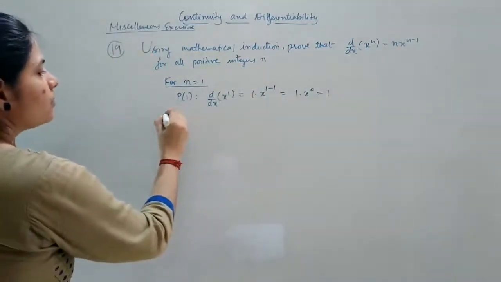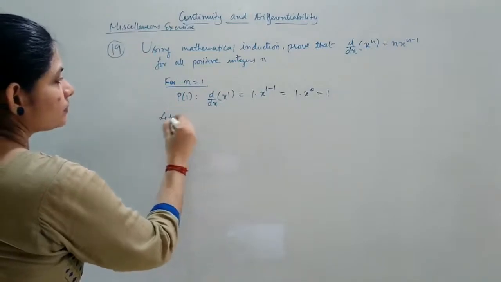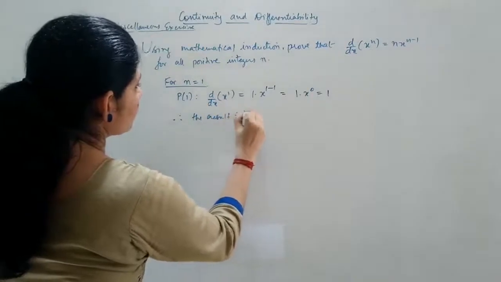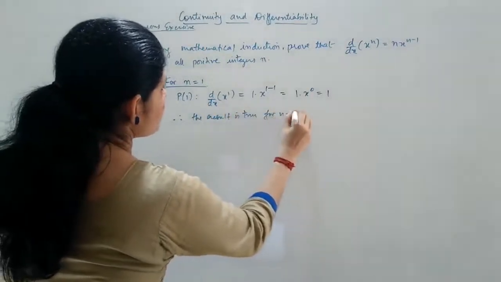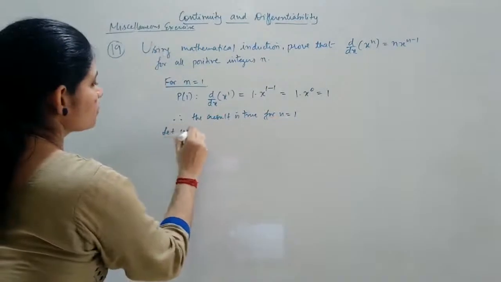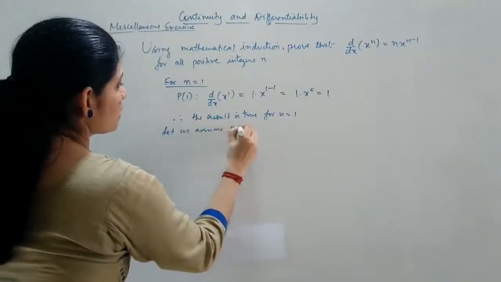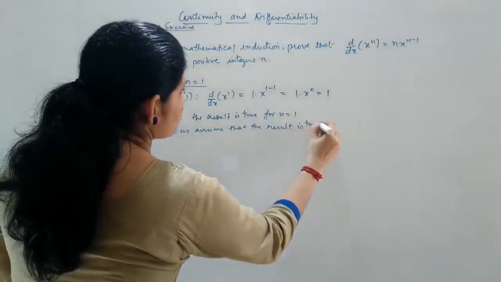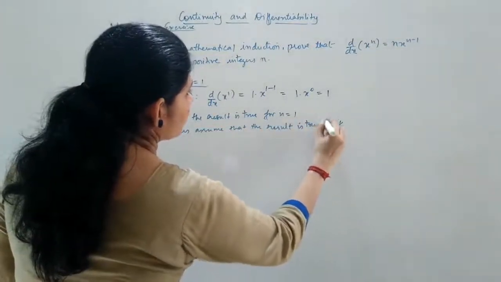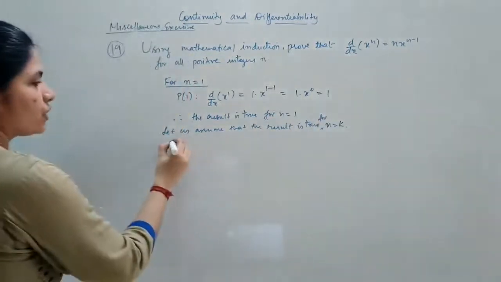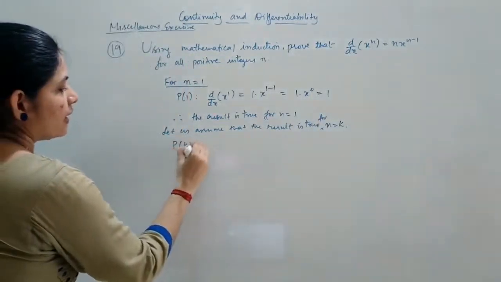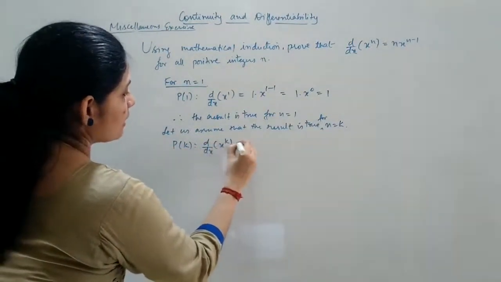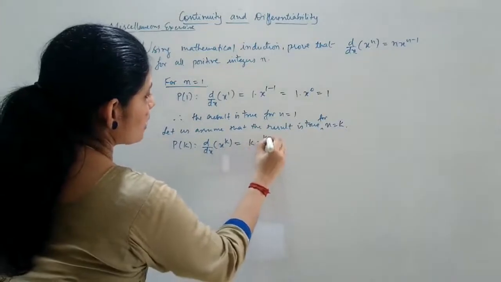Okay. Therefore the result is true for n equal to 1. Now let us assume that the result is true for n equal to k. So what you will get? P of k is d by dx of x raised to k, which is equal to k x raised to k minus 1.